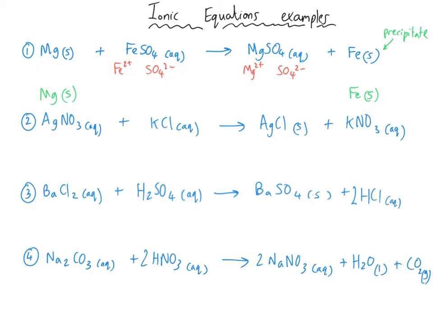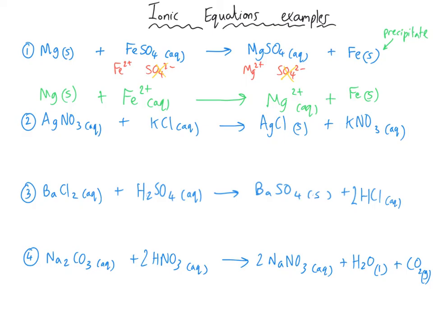Rule 3 is to look for the spectator ions, so ions that are present at the beginning and ions present at the end. And on this occasion there is one spectator ion, which is the sulfate, present at the beginning and at the end. And then rule 4 is to write in the ions that are changing, including the state symbol, so Fe2+ is turning into Mg2+, aqueous plus Fe.